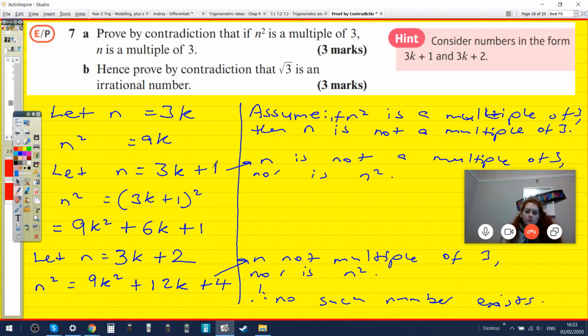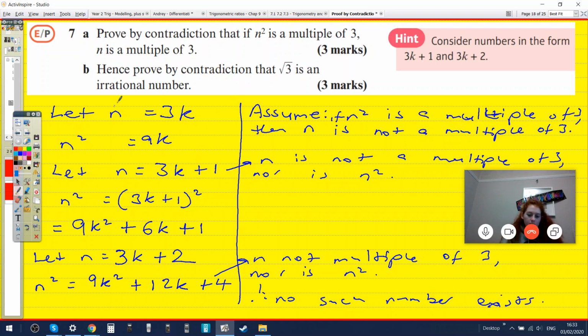Yeah, so we should have gotten one of them to give us an n squared that was a multiple of 3. There wasn't, and so there's no such possibility. Okay. Any questions about that? No. Anything to do with a multiple of 3 or a multiple of 4, you could show that it's not a multiple. Yeah, because it's contradiction, so show it's not a multiple.